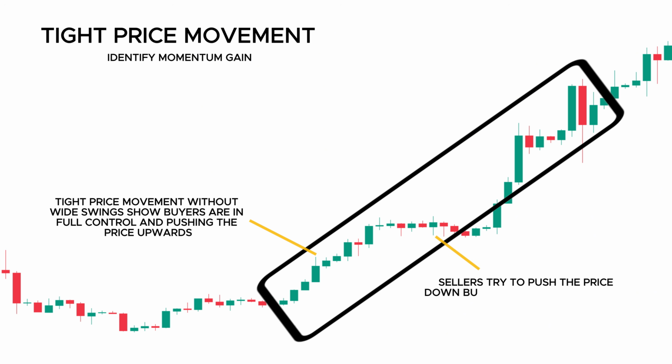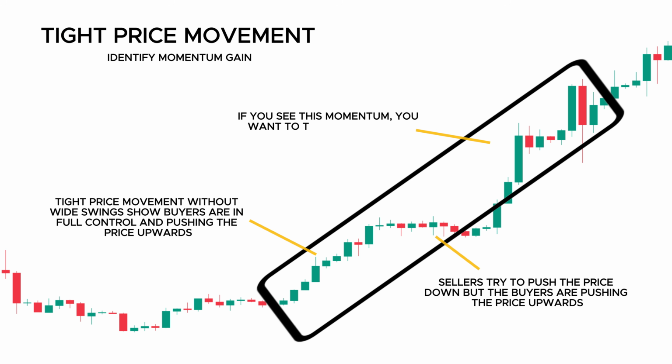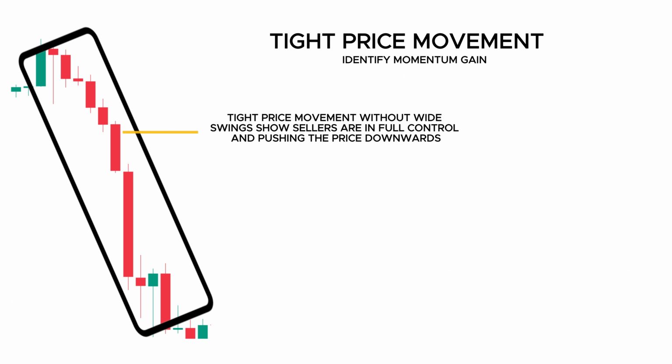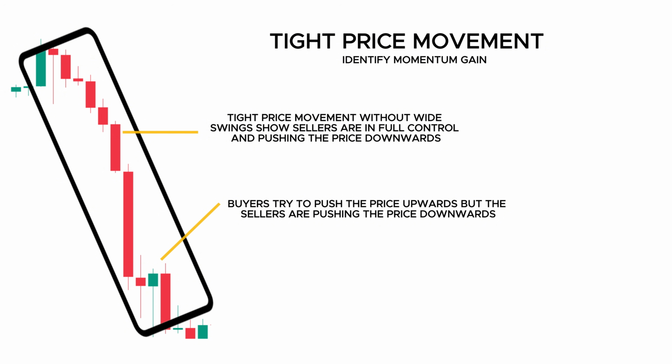Sellers try to push the price down, but the buyers are pushing the price upwards very aggressively. If you see this momentum, you want to trade in the same direction. In a downward momentum, tight price action movement without wide swings shows sellers are in full control and pushing the price downwards. Buyers try to push the price upwards, but the sellers are pushing the price downwards. And if you see this momentum, you'll want to trade in the same direction.